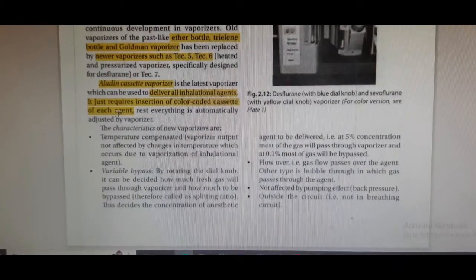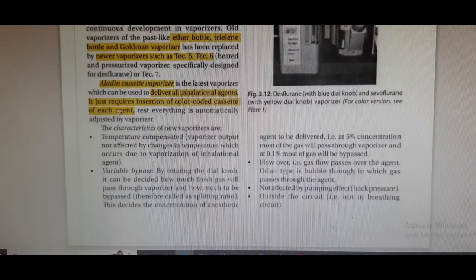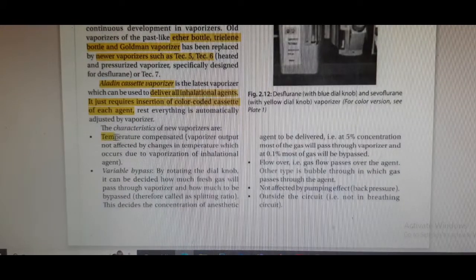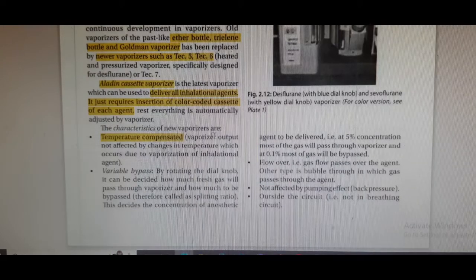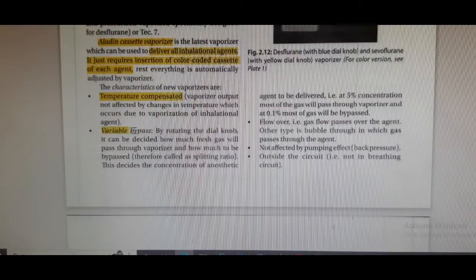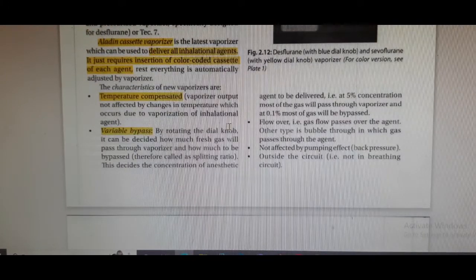The characteristics of the new vaporizers that are being used nowadays are that they are temperature compensated. That is, the vaporizer output is not affected by changes in temperature, which occur due to vaporization of the inhalational agent. And there is variable bypass, that is, by rotating the dial knobs that are present.